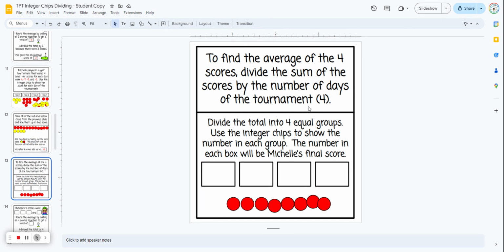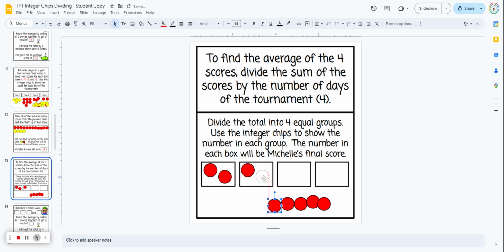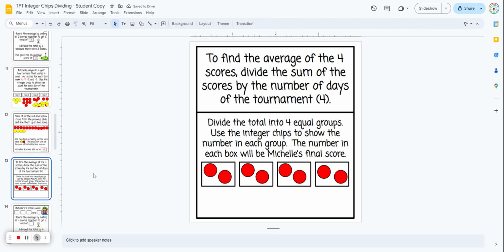Now we've got a total of -8. Well, there were 4 days for the tournament, or 4 different scores, so we have to take this -8 and divide it into 4 equal groups. And you can see that Tiger and Michelle are going to end up with the same score, even though they had different scores on each day. The final score for Michelle will also be -2.